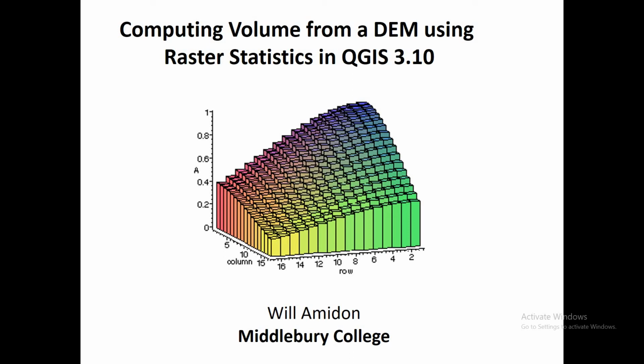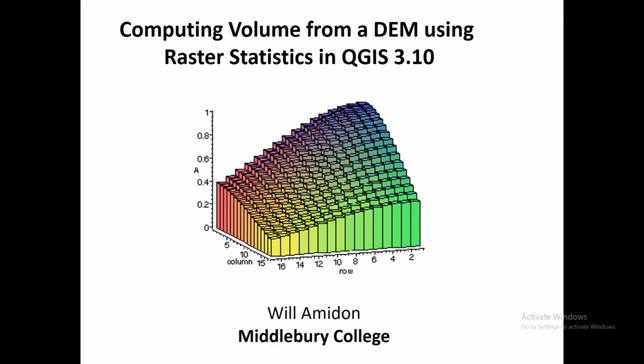Hello everybody. In this video we're going to talk about how to compute volume from a digital elevation model using raster statistics. So a digital elevation model is a grid of numbers where each pixel in the grid represents elevation, right? That's height above ground.